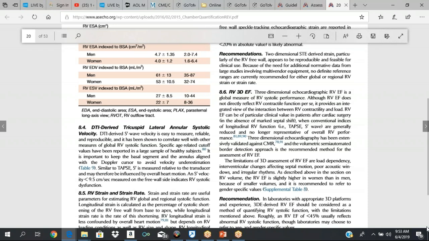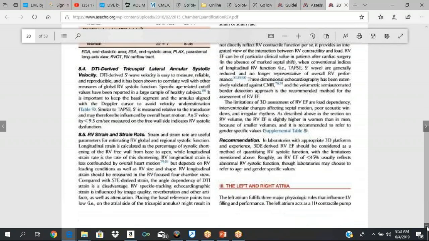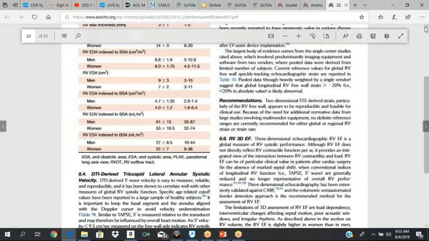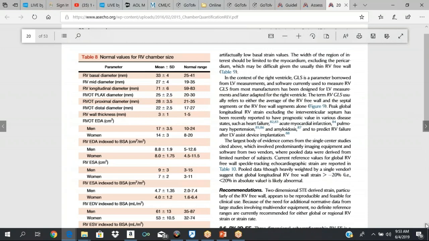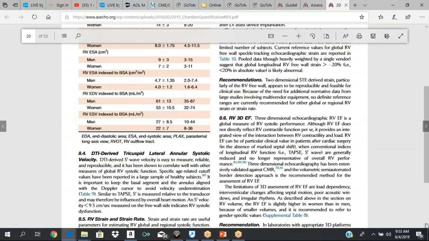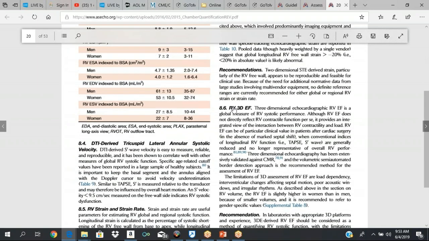RV strain and strain rate is very accurate. We're not going to delve too much into that, but it's extremely accurate, okay? We'll spend a little bit of time on speckle tracking echo for you guys to fully understand this. Again, RV three-dimensional ejection fraction is extremely accurate, but it's a three-dimensional measurement. And as we said before, ejection fraction less than 45% is abnormal for the RV.